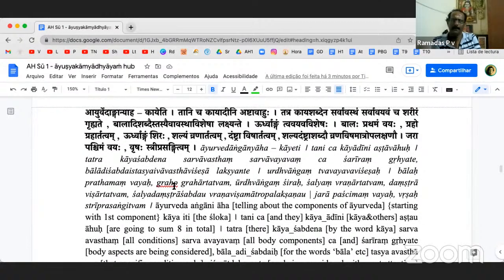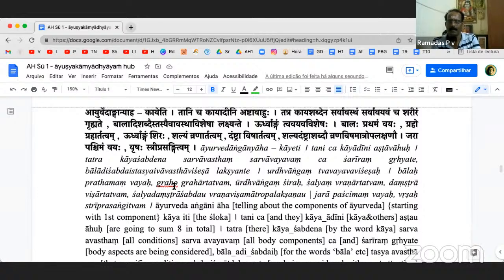Ayurvedāṅgānyāha. Ayurvedāṅgāni plus aha. Ayurvedasya angani. Angani means the parts. Ayurvedasya angani means the parts of Ayurveda. Aha means told. So Ayurvedasya angani aha is the meaning. Going to tell the parts of Ayurveda. Tani cha kāyādīni aṣṭāvāhuḥ. Which are they? Tani, those are. Kāyādīni begins from kaya, like this. Aṣṭāvāhuḥ. Aṣṭau plus ahuhu. 8 are in number. So there are 8 in number, the parts of Ayurveda.